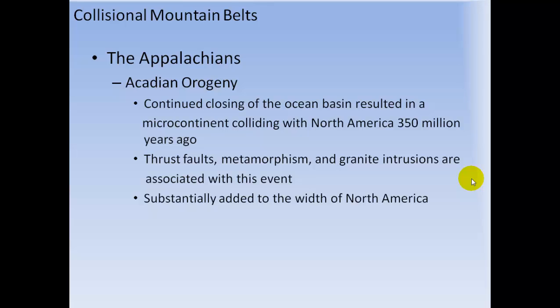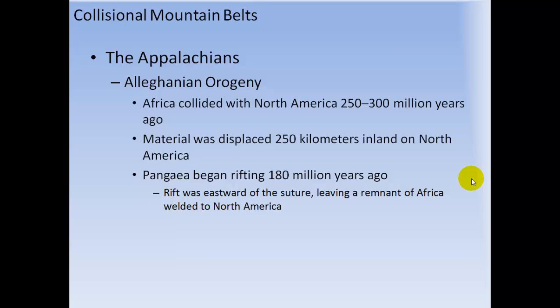The Acadian orogeny. There are different parts of the building of the Appalachians. Continued closing of the ocean basin resulted in a microcontinent colliding with North America 350 million years ago. Thrust faults, metamorphism, and granite intrusions are associated with this event, which substantially added to the width of North America. The Allegheny orogeny: Africa collided with North America 250 to 300 million years ago.